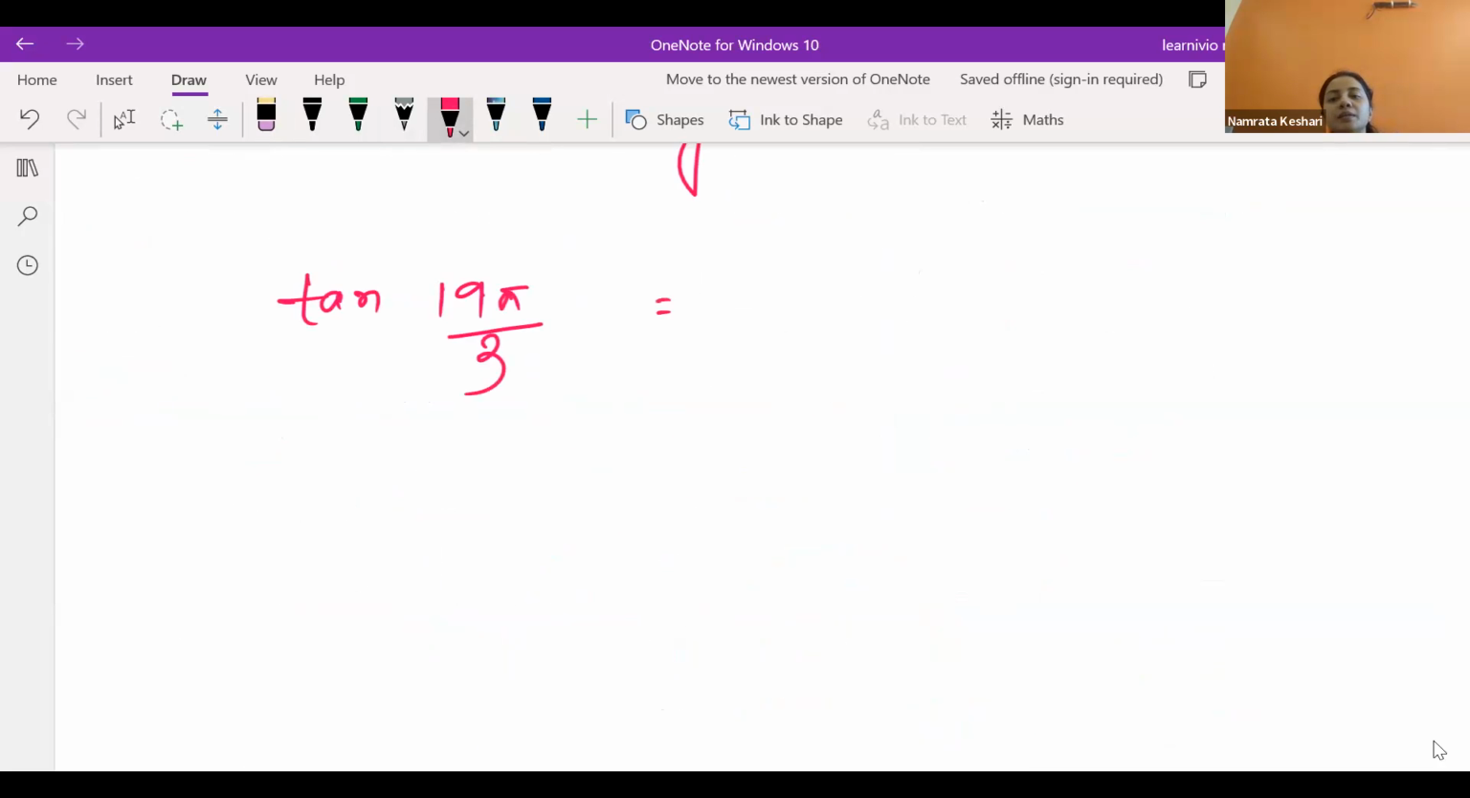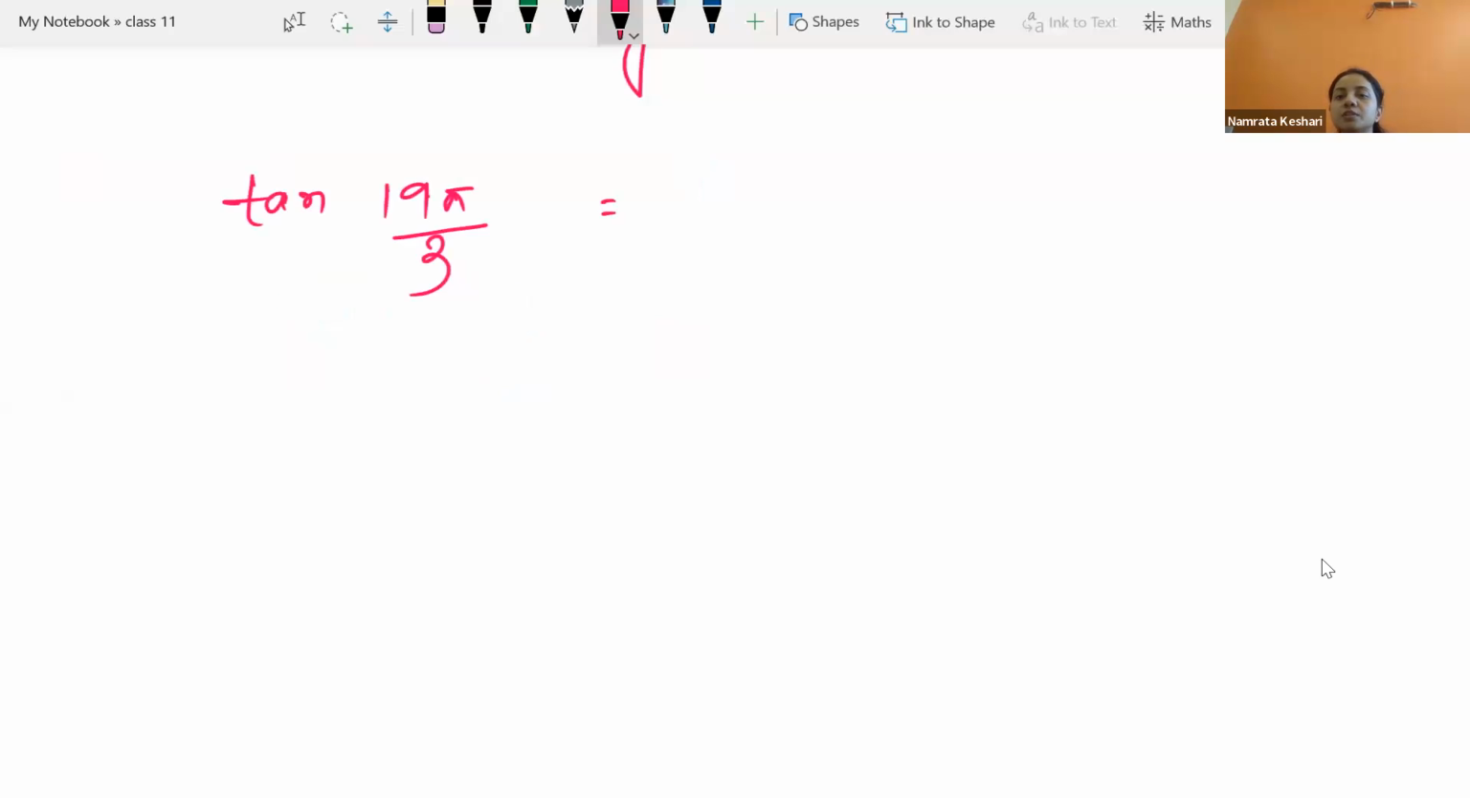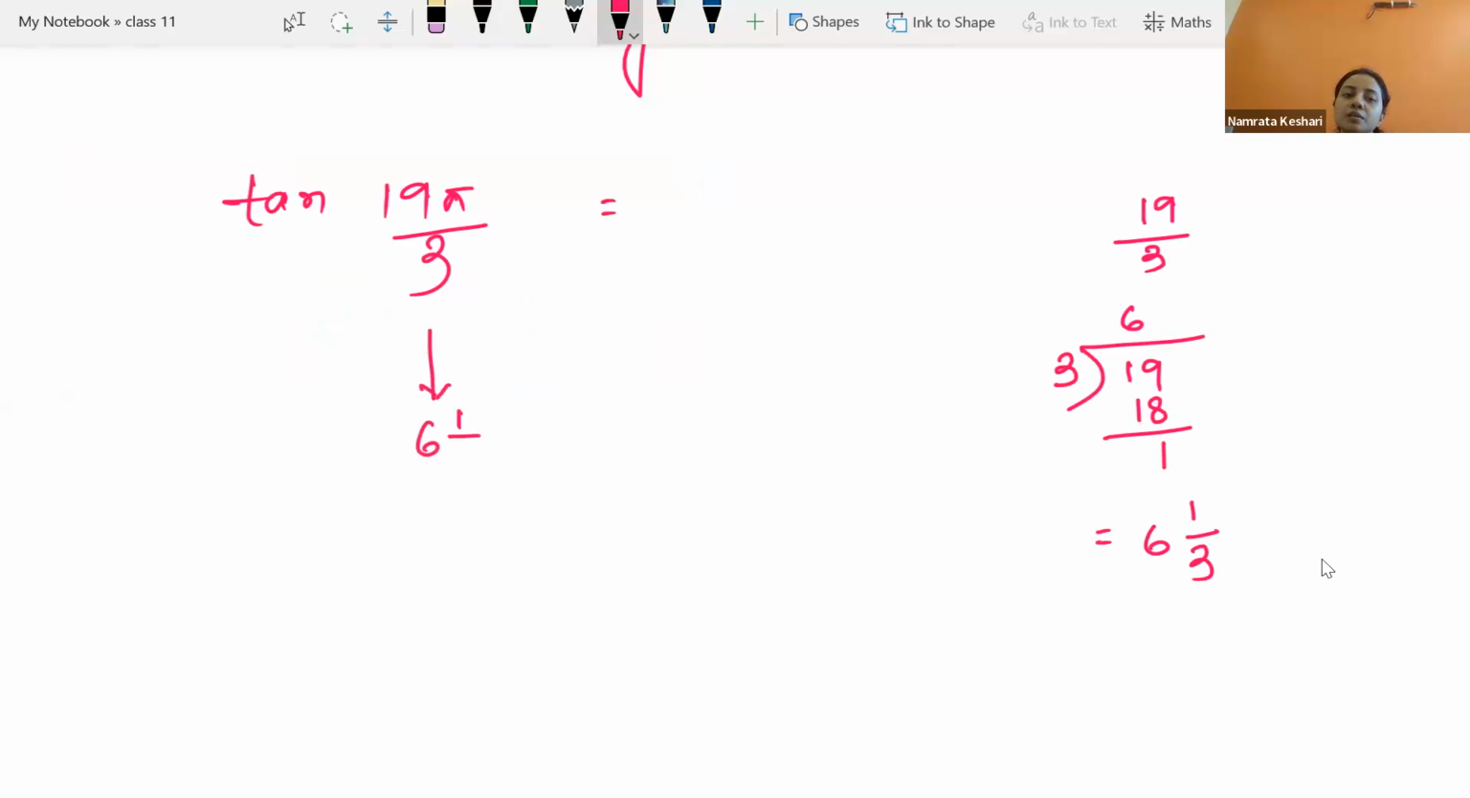Now tan 19 pi by 3. I'm just trying to convert this 19 by 3 into a mixed fraction. Let's do the division like this. You will be getting 3 sixes are 18. Can I write this as 6 1 by 3? Yes, ma'am. Okay, so I'm writing this 19 by 3 as 6 1 by 3.